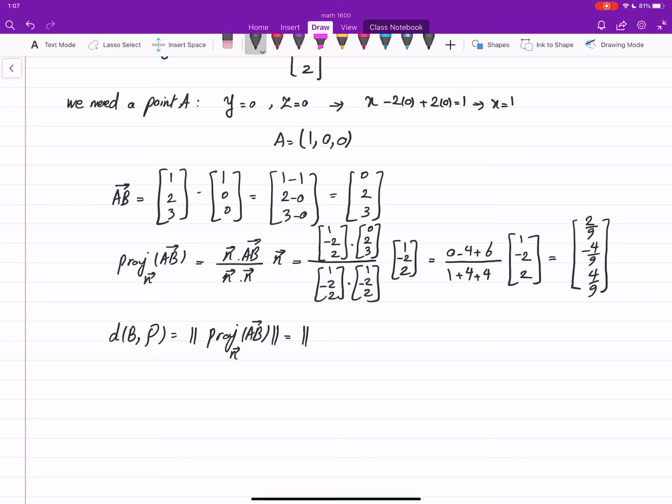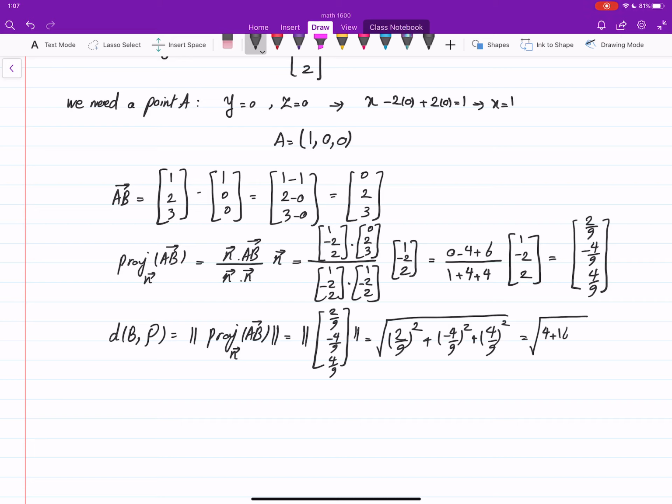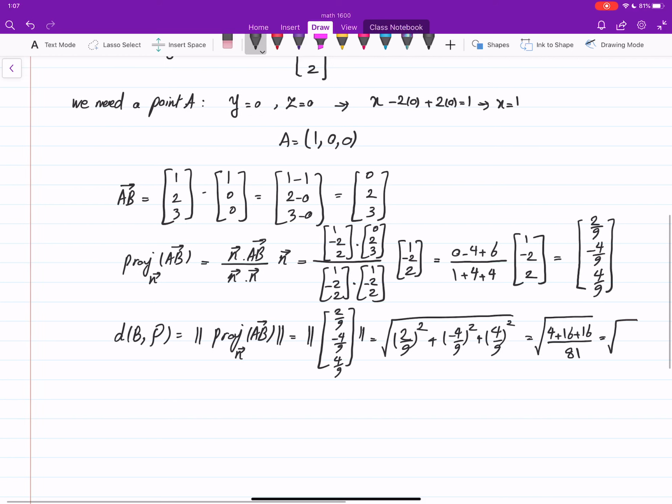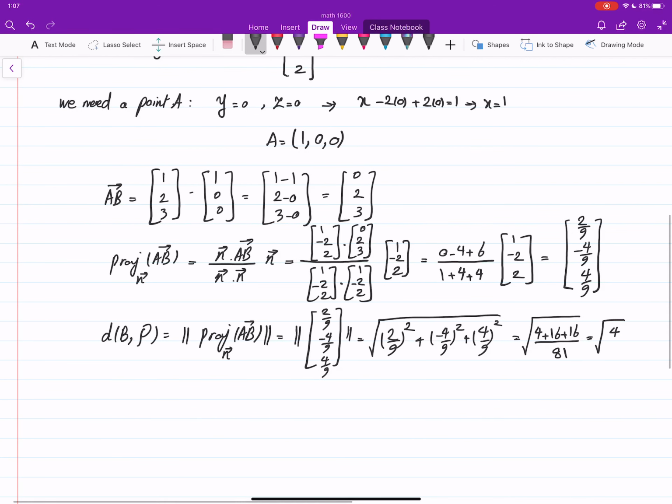Length of this projection, which is, well, square each component and then add them, find the square root. The numbers are not bad. Here we get 4 plus 16 plus 16, all of them over 81. So simplify. This is 36 over 81. Divide both by 9. So you get 4 over 9. Square root of that is 2 over 9.